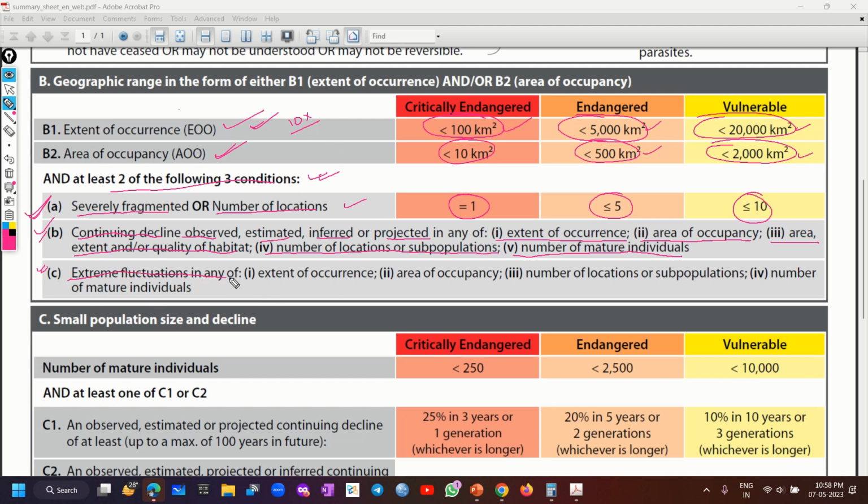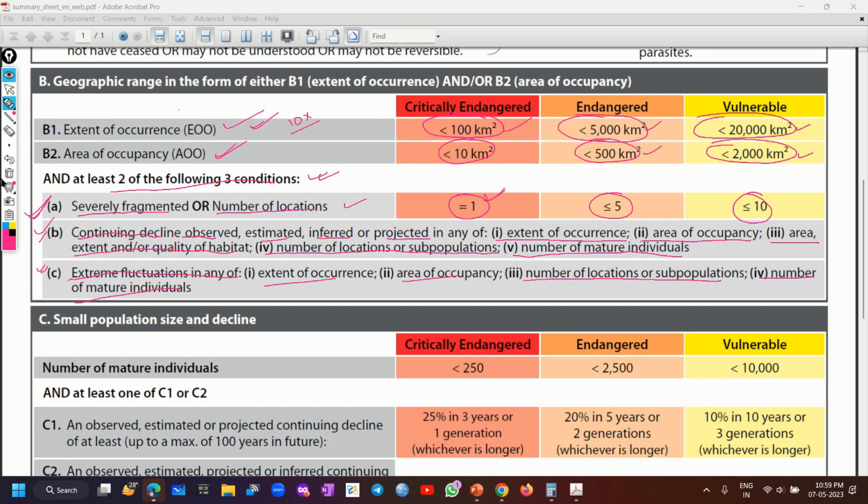Extreme fluctuation in any of the extent of occurrence, area of occupancy, number of locations or subpopulations, and number of mature individuals. Okay, so these also come under this one as well. So if any of these are showing these numbers, then we can consider the geographical range based criteria for the categories critically endangered, endangered, and vulnerable.